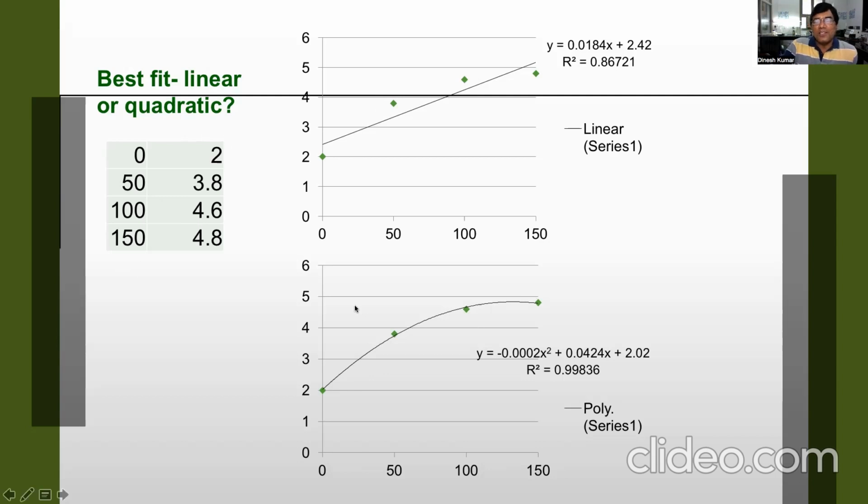So why has this happened? Because there may definitely be some problem with the data. It may not be actual data. It may be fabricated data, not taken as per statistical procedure. So it can also happen.